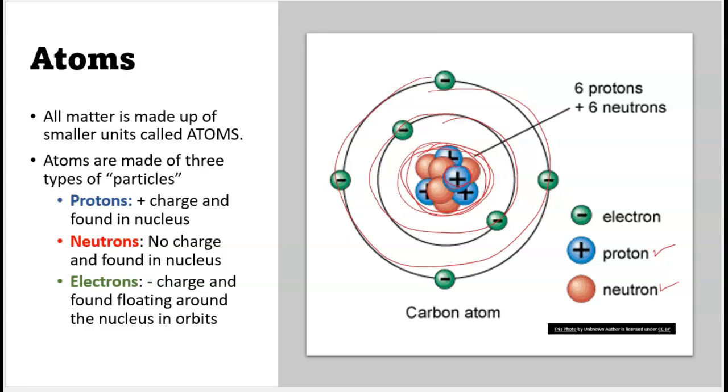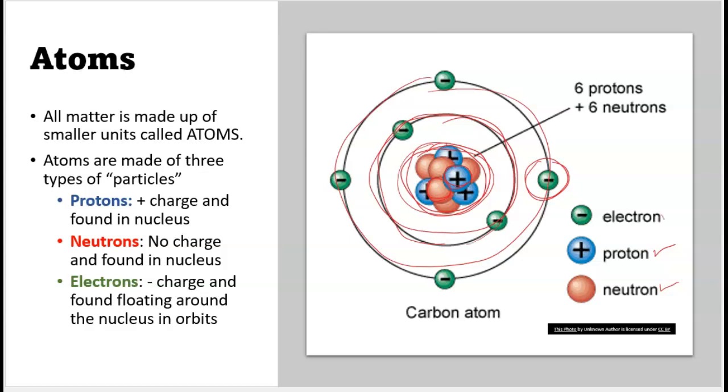Protons are these blue things that have a positive charge, and neutrons are subatomic particles found in the nucleus that have no charge. Floating around the nucleus then in these different orbits is the third of the three subatomic particles called electrons, and electrons have a negative charge. Electrons are actually the smallest of the three. Protons and neutrons are generally the same size, but electrons are significantly smaller.